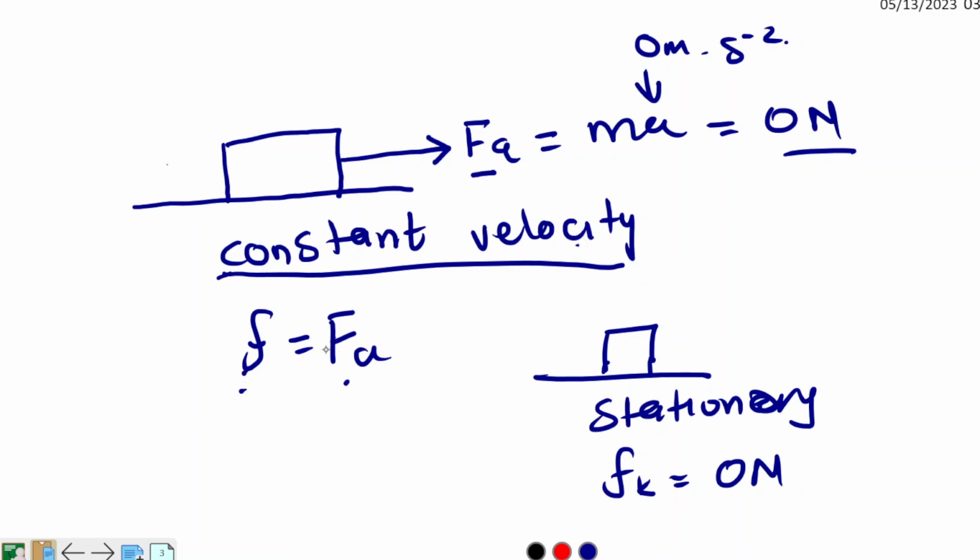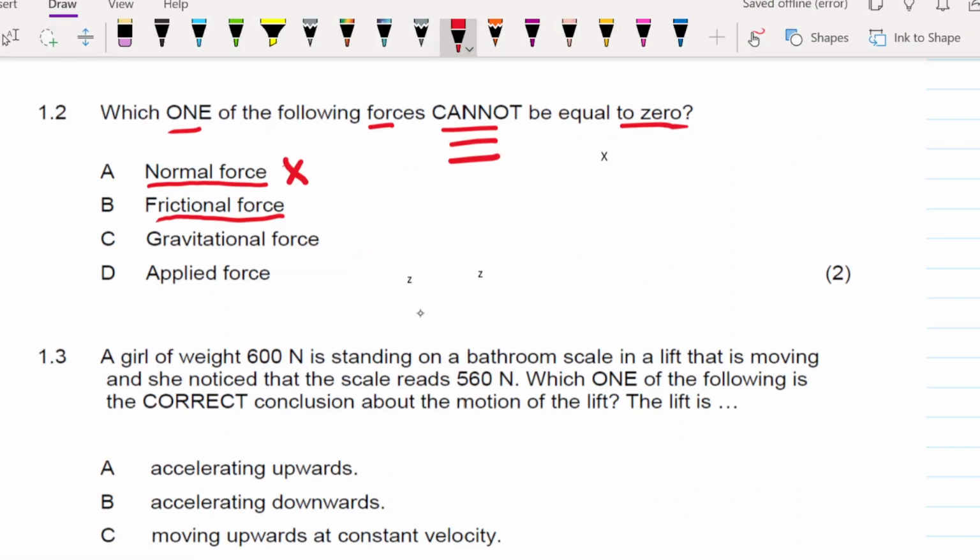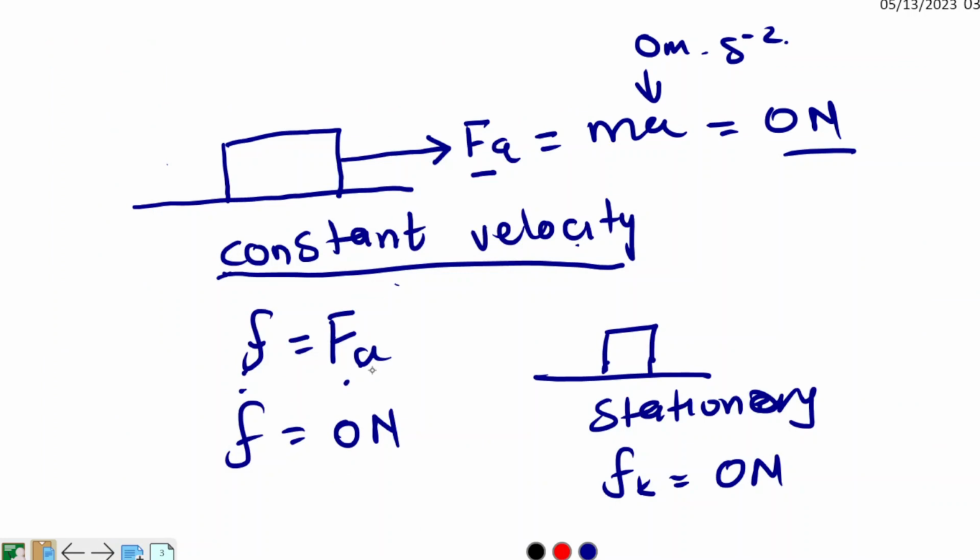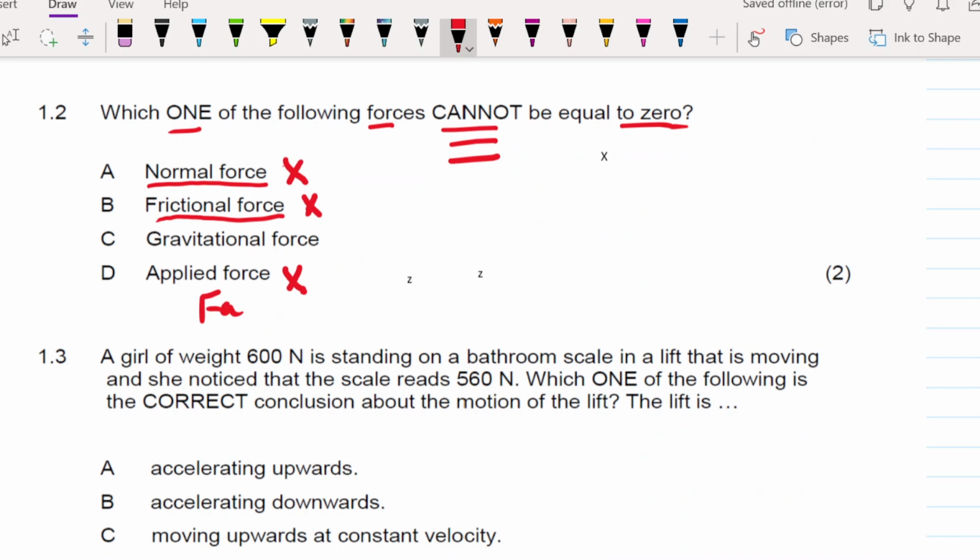Since the frictional force is equal to the applied force, the frictional force will be equal to 0 Newton. So in both situations, the kinetic frictional force can be equal to 0. So this cannot be the answer. Also, we already answered option D, because it's talking about the applied force. Here we just proved that the applied force can be equal to 0 in a situation where the object is moving at a constant velocity. So that means option B is falling out and option D is falling out.